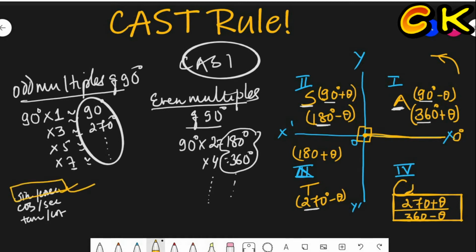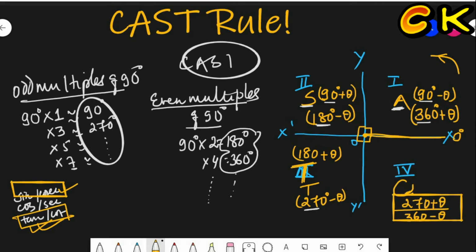So in the second quadrant, sine and cosec are only positive, and the remaining four, that is cos, sec, tan, cot, will be negative. Similarly, any angle that lies in the third quadrant, there we have T. T stands for tan and cot. So in the third quadrant, tan and cot are positive and the remaining four will be negative.